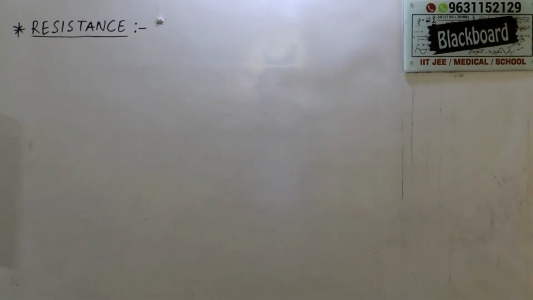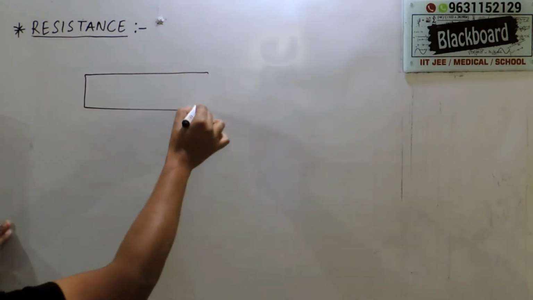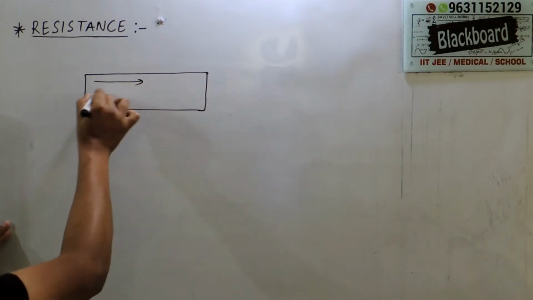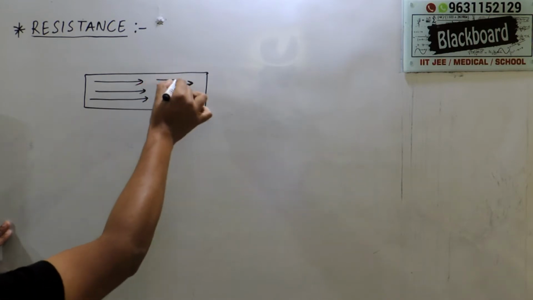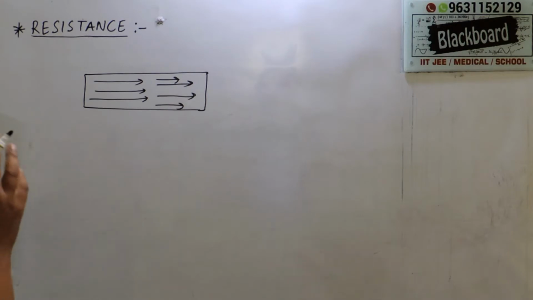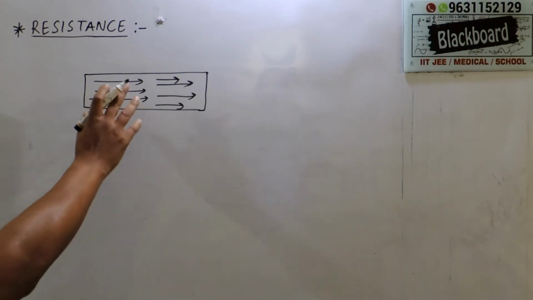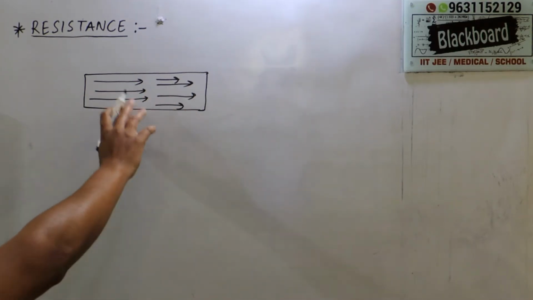Now the term resistance. What is the meaning of resistance? It is actually opposition offered by the conductor to flow of the electric current. Let this be a conductor and I amount of current is flowing through it. Every conductor has some opposition, and that is measured by the term resistance. The opposition offered by a conductor to flow of electric current or charge through it is called resistance.